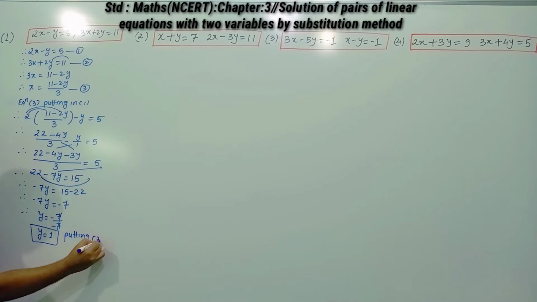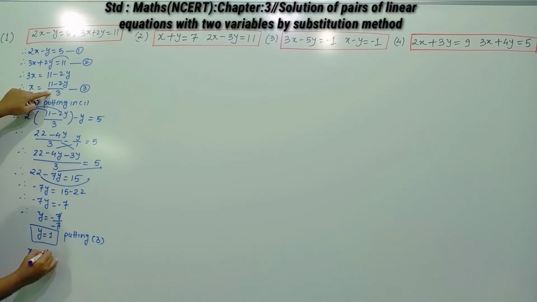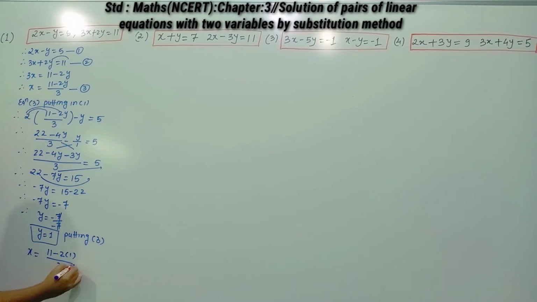Now you will have to put it in result number 3. So what is result 3? x is equal to (11 minus 2 times the value of y), by 3. The value of y is 1, so (11 minus 2) by 3. So the value of x is 9 by 3. These will be cancelled out. So we are getting 3. Okay students, now you can write the solution set (x, y). The value of x is 3 and the value of y is 1. Okay students, this is a simple process through which you can find out the solutions of a pair of linear equations with two variables.